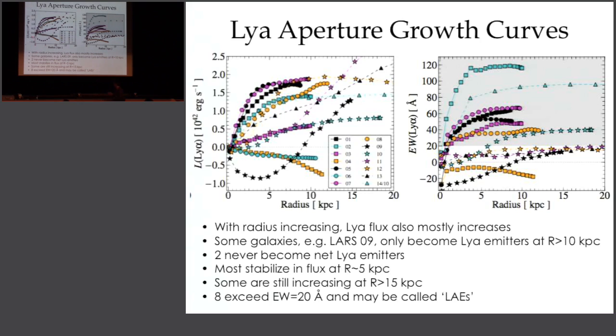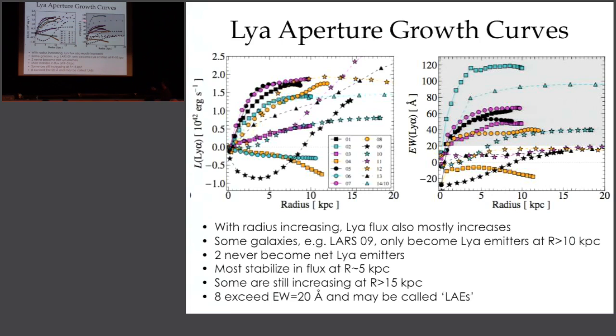And there's a really cool example of a galaxy that starts off being a Lyman-alpha absorbing system in the middle. You absorb more and more Lyman-alpha out of the continuum here. And then as you go to larger radii, at 10 kiloparsecs, this becomes a net Lyman-alpha emitter, and the Lyman-alpha emission increases with radius further and further. This is actually one of the spectra that I showed yesterday, with a very deep damped Lyman-alpha absorption trough on the central pointing.